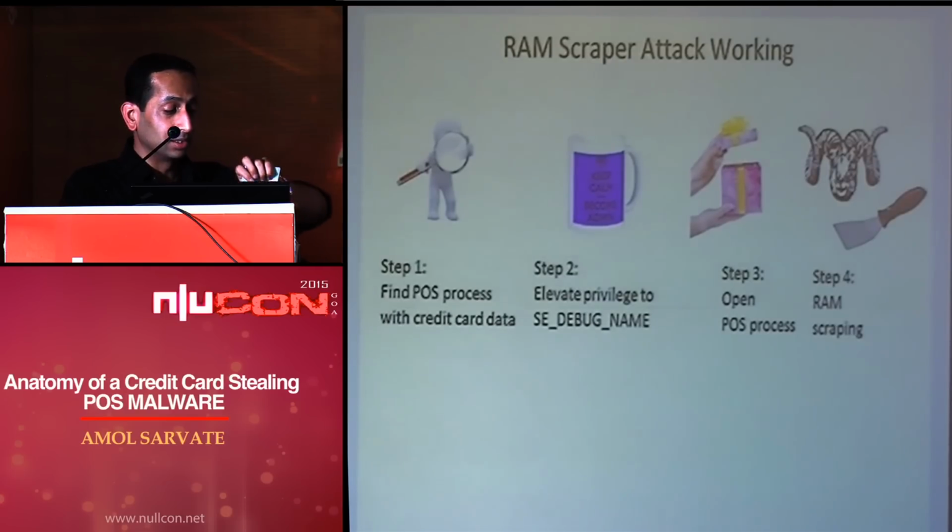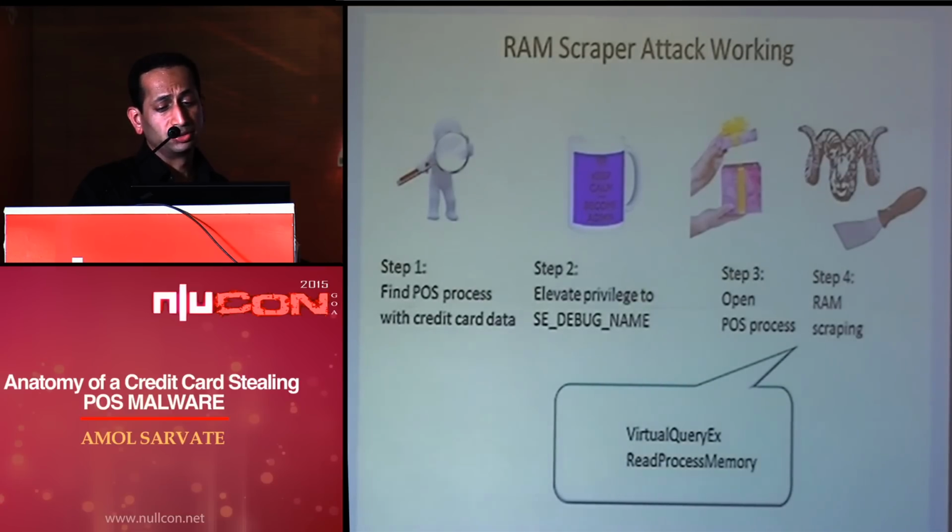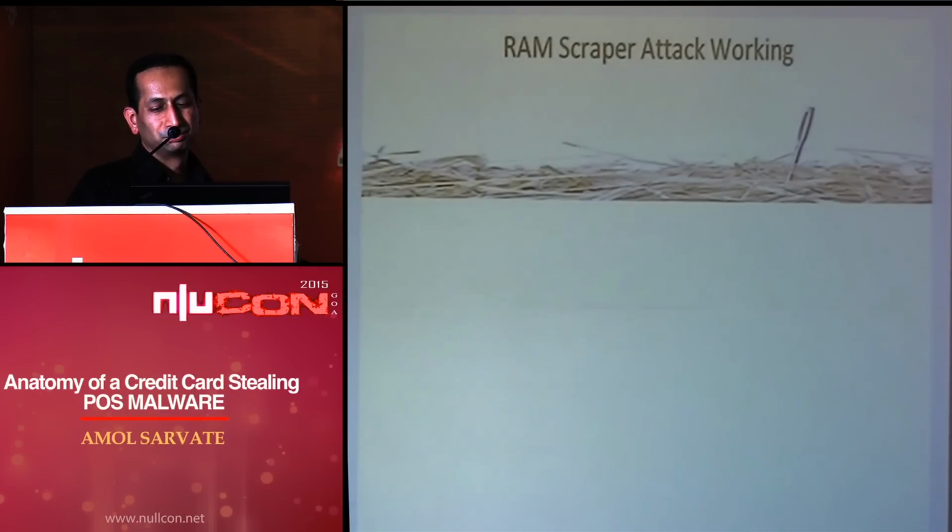which is basically you read every bit and byte of that process, because you really don't know what is stored where for credit card data. You can use various calls, read process memory, virtual query EX, in various combinations. These are just the calls and the combinations that I have used. So, okay, this is mostly on the theoretical level. You open the POS process, you start RAM scraping, but again, finding the credit card number in some other process's RAM is like looking for a needle in a haystack.